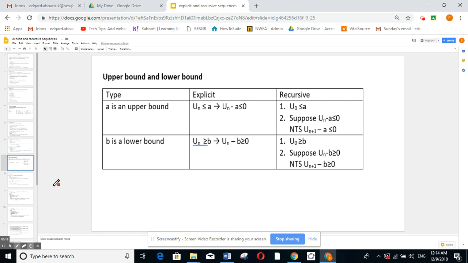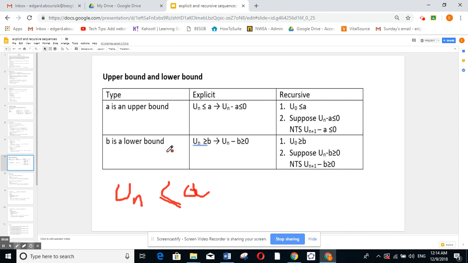An upper bound, certainly for a sequence, means all terms of the sequence are less or equal to that number. So how do you prove it? If it's explicit, you can prove it directly. So un minus a less or equal to zero.